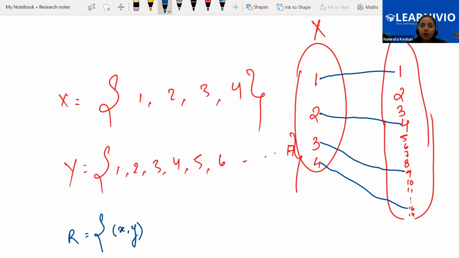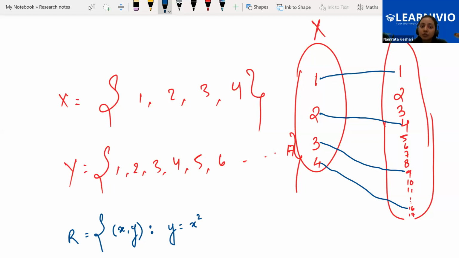Now let's write it properly. R is the set of all ordered pair XY. Here we are not having a single element. Okay, ordered pair we are having. The element of this set is an ordered pair. Set of all ordered pair XY such that, can we write y is the square of x? Y is equal to x square. Can we write? Yes, ma'am.